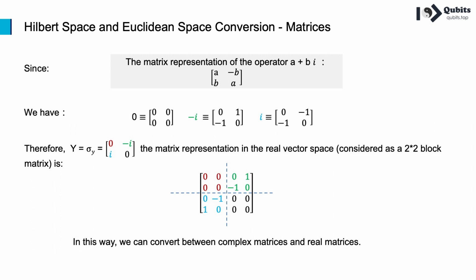To do this, we will use the concept of block matrices in linear algebra to convert each complex element in the matrix into its equivalent two-dimensional matrix. In this way, we can achieve equivalent conversions between complex matrices and real matrices.